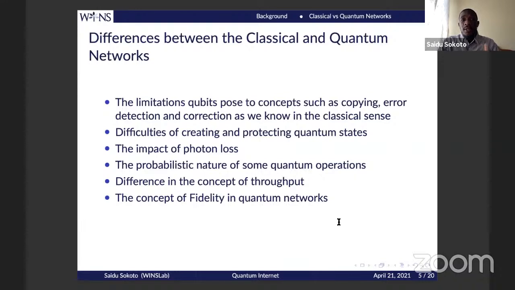While in the classical networks, we transfer bits, packets are forwarded from one node to another or from one host to another. In the quantum networks, services or entanglement is shared. And this makes it a lot different than what we're normally used to seeing in the classical networks.